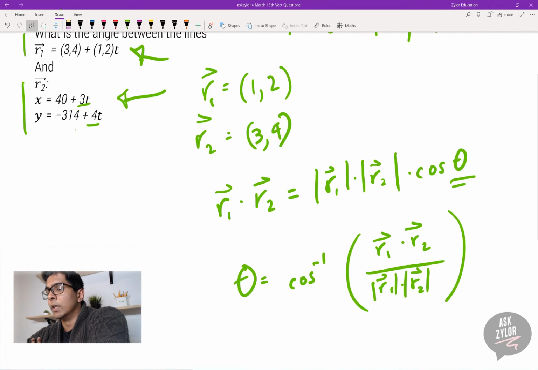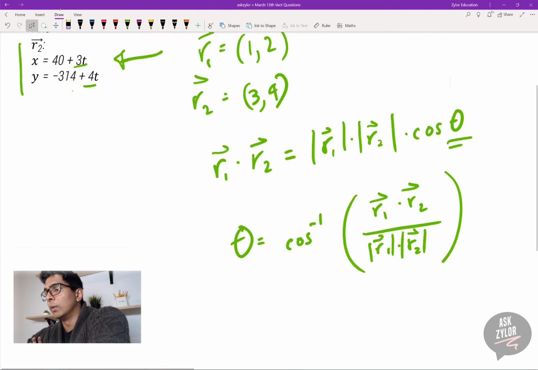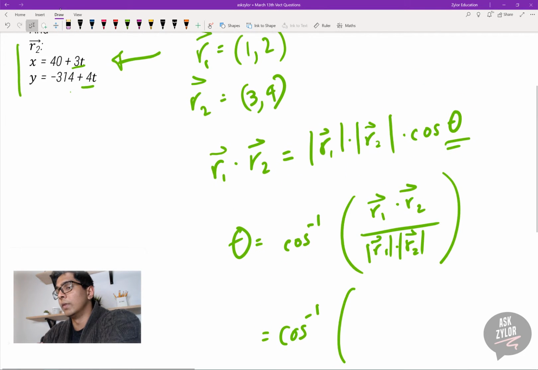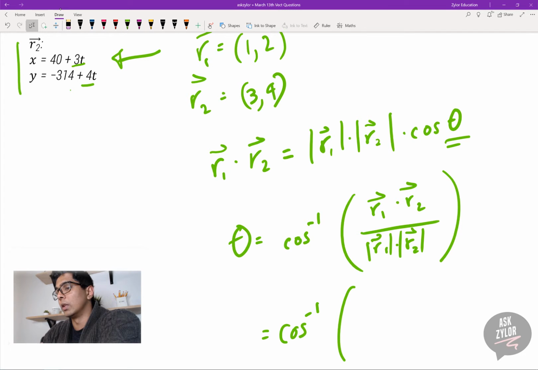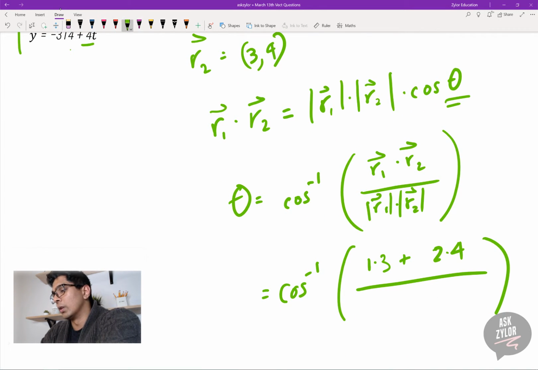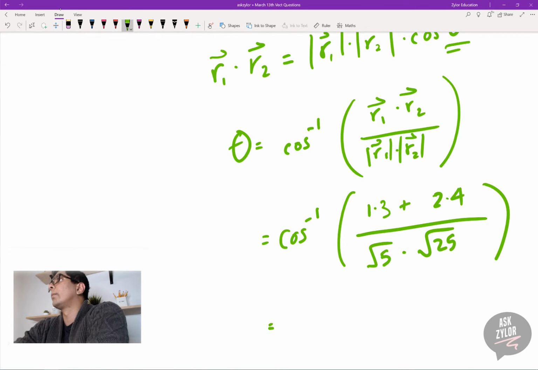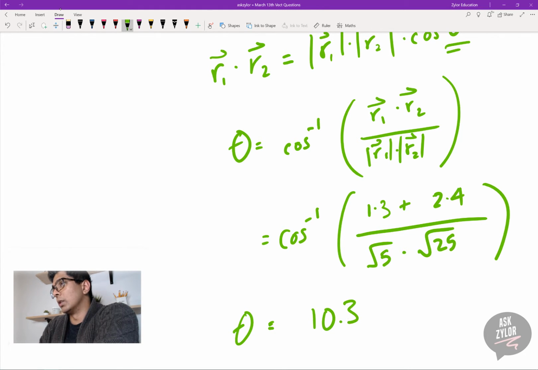So right now what I've done is the dot product of the two vectors. All I'm doing is just plugging the values in. So my cos inverse is going to be the dot product of the two vectors. My two vectors were 1, 2 and 3, 4. So I'm going to multiply the x's and the y's and add them together. So I'll have 1 times 3 plus 2 times 4 divided by the magnitudes for both of them, which are going to be square root 5 and square root 25. When I plug all that into a calculator, my angle is going to be 10.3 degrees.